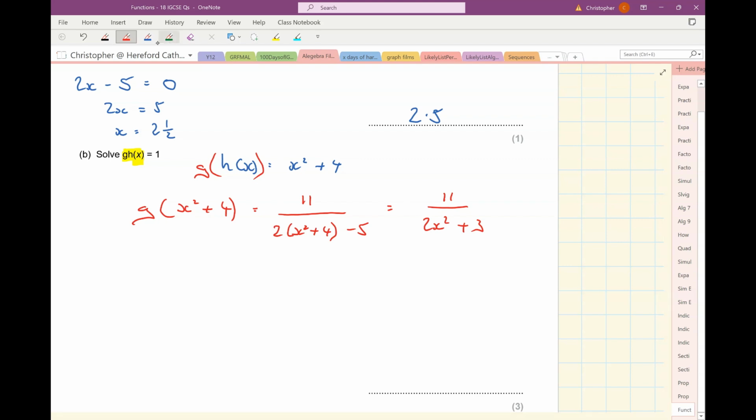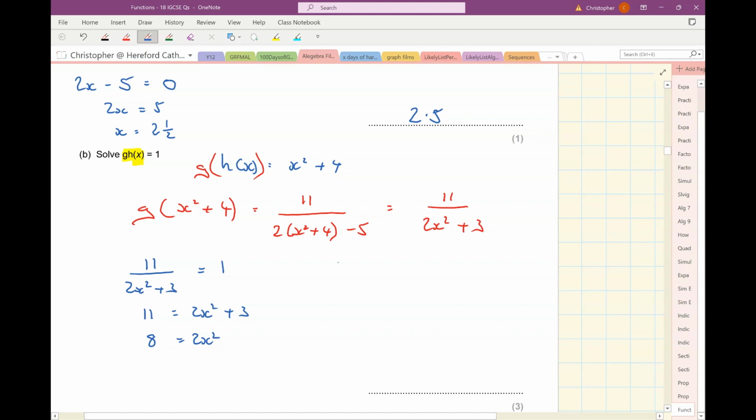And the equation I'm being asked to solve is that gh of x, which is 11 over 2x squared plus 3, equals 1. Well, I can solve that equation: multiply both sides by 2x squared plus 3. 11 equals 2x squared plus 3. Subtract 3 from both sides. So that gives me 8 equals 2x squared. I'm going to turn it around the other way. 2x squared equals 8. x squared equals 4. So x could be plus or minus 2.